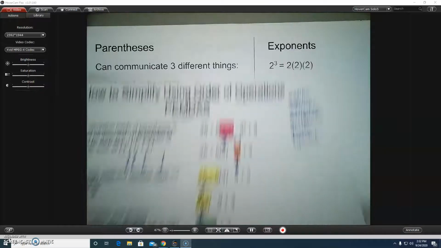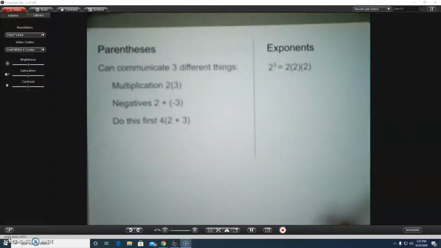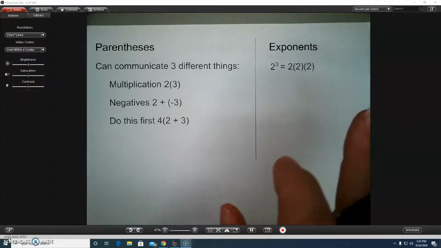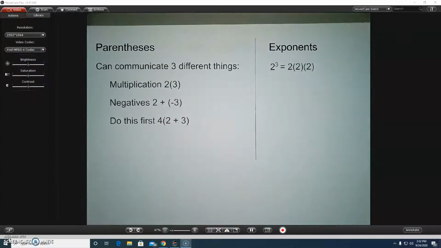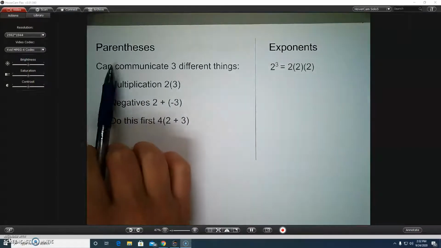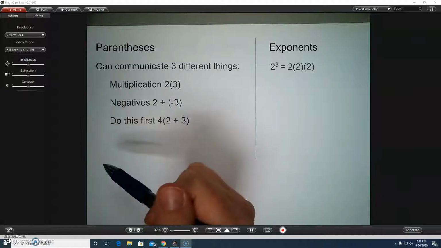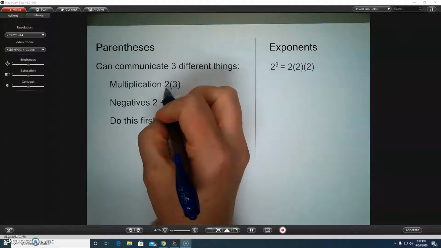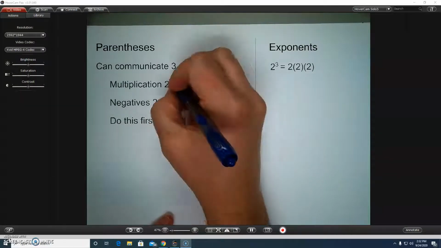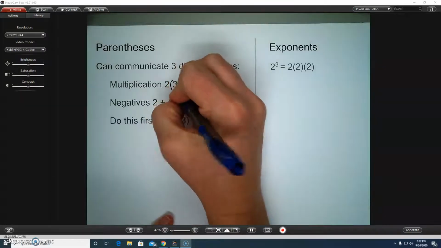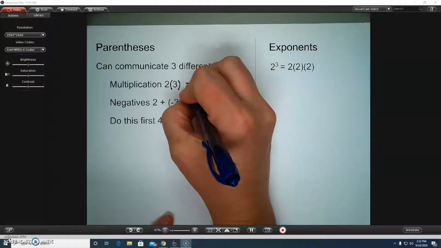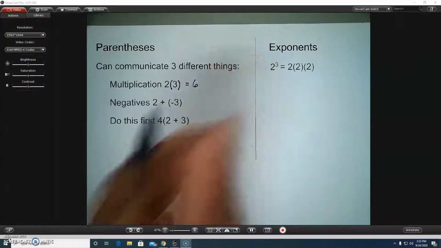So I talked about those parentheses, and this is important here. All the things that you're seeing on my paper are things that you should be writing down in your notes as well. So when I look at any parentheses, parentheses can say 3 different things. They communicate 3 different things or have 3 different meanings. If it's a number and then the parentheses are right here, and then there's another number, this tells me to multiply. So I could simplify this by saying 2 times 3 is 6.